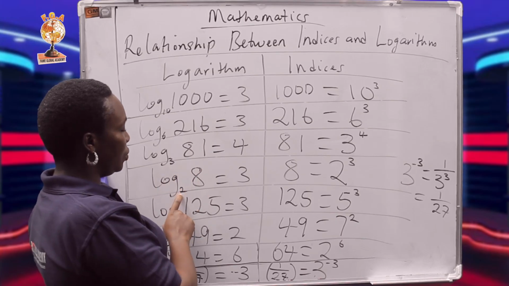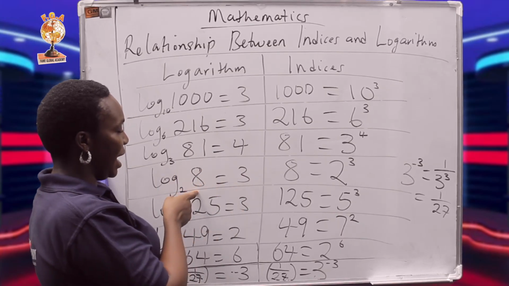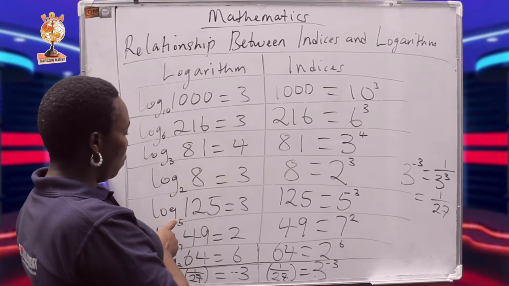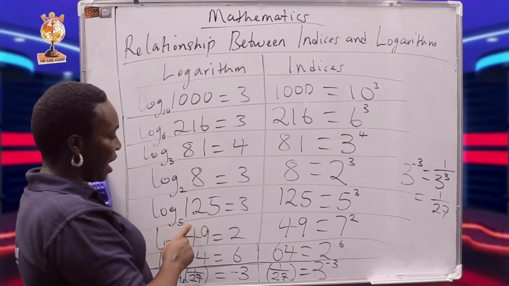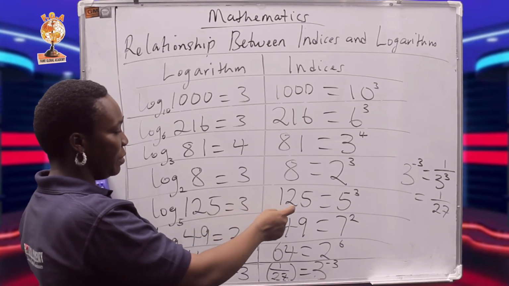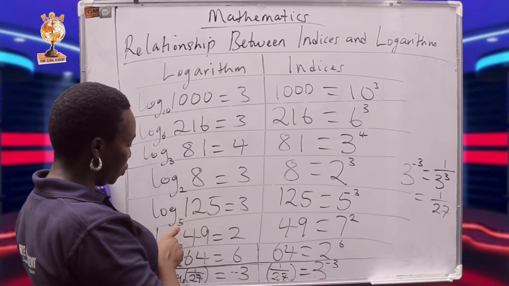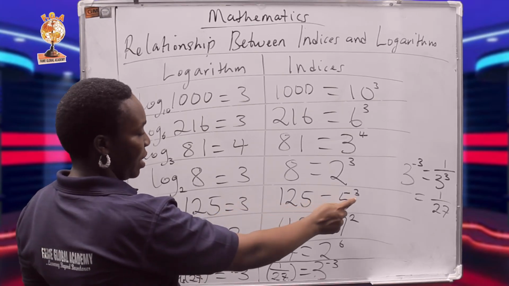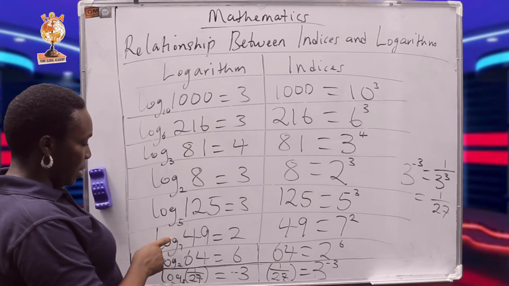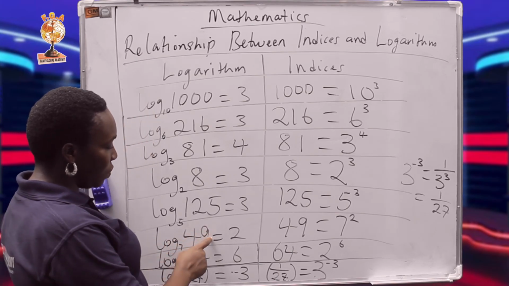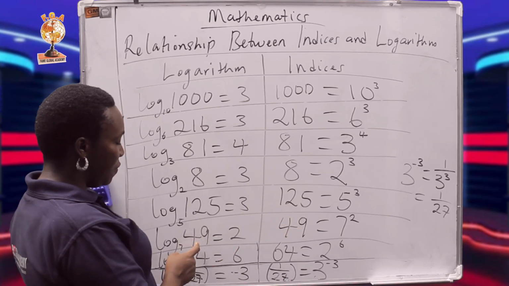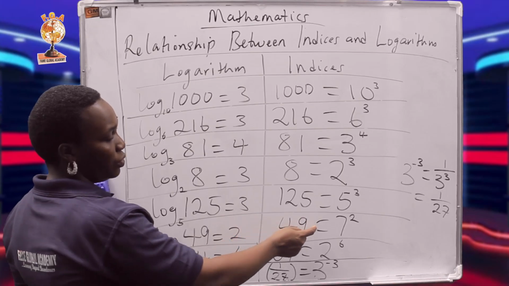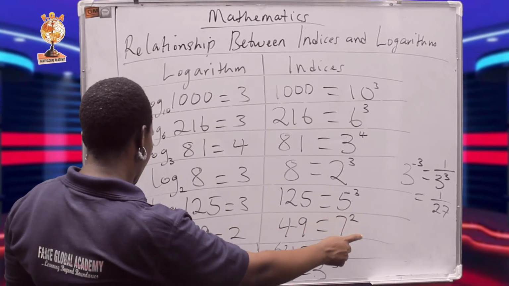Log 8 base 2 equals 3 is what? 8 will be equal to 2 raised to the power of 3. Log 125 base 5 equals 3 simply means that 125 is equal to 5, which is the base, raised to the power of 3. And we have log 49 base 7 equals 2. In index form, 49 is equal to the base, which is 7, raised to the power of 2, which is the answer.